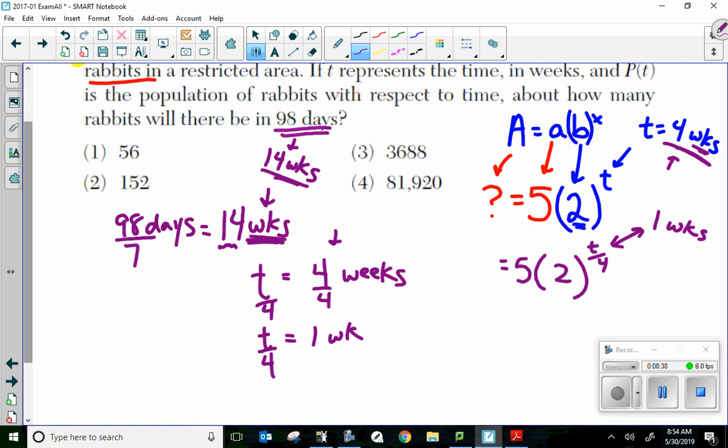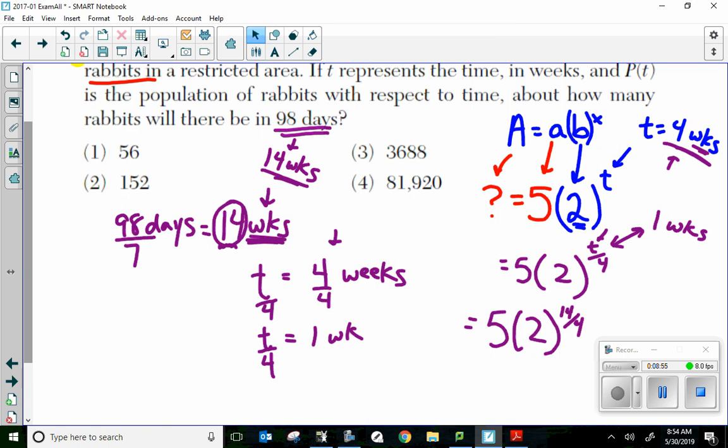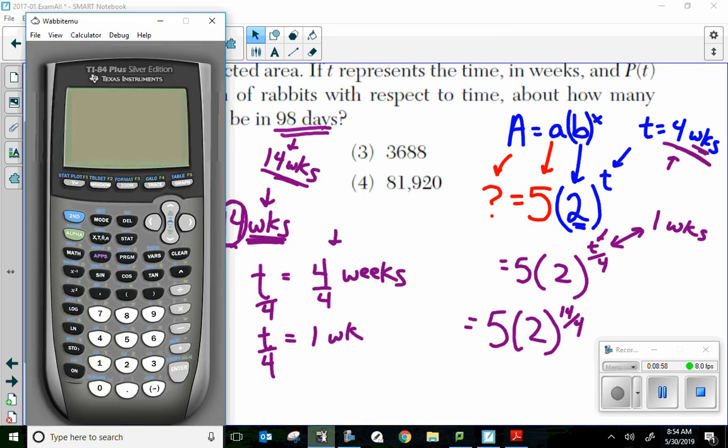14 weeks later, how many will we have? Now I can throw 14 in for this t, because t represents 1 week. I want 14 1 weeks, so to speak. So 5 times 2 to the 14 over 4. What does that equal? Good thing we have a calculator. I take 5, and I multiply it times 2, raised to the 14 divided by 4. Pachow! 56.568. Let's call it 56.6.